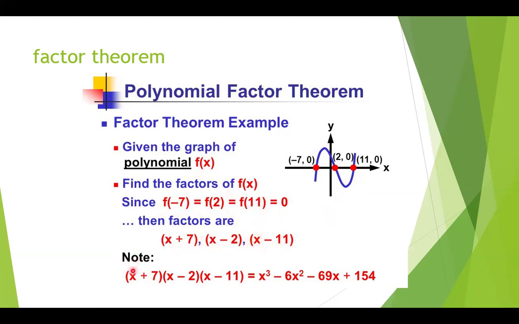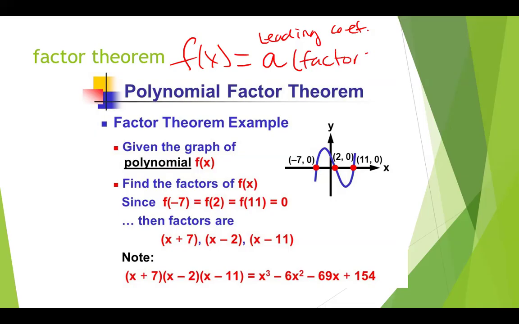Then the factor theorem is saying that if you put it all together, that's going to make your polynomial, okay? Now, what is putting it all together? So our f of x equals your a, which is your leading coefficient, times whatever your factors are. And that's your factored form. It's your a, your leading coefficient, times your factors.